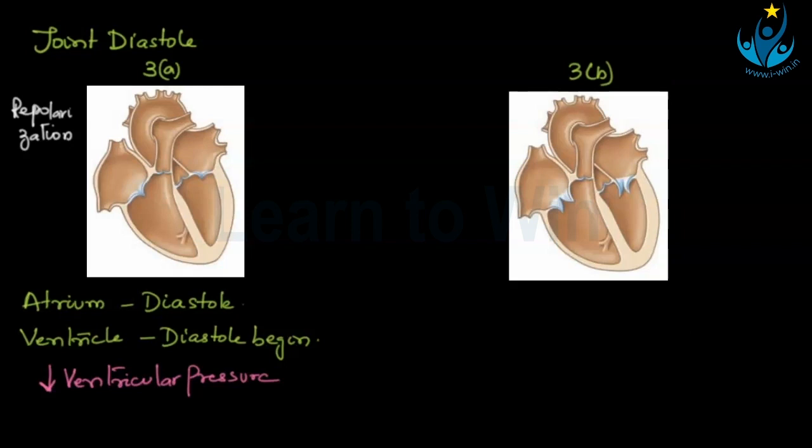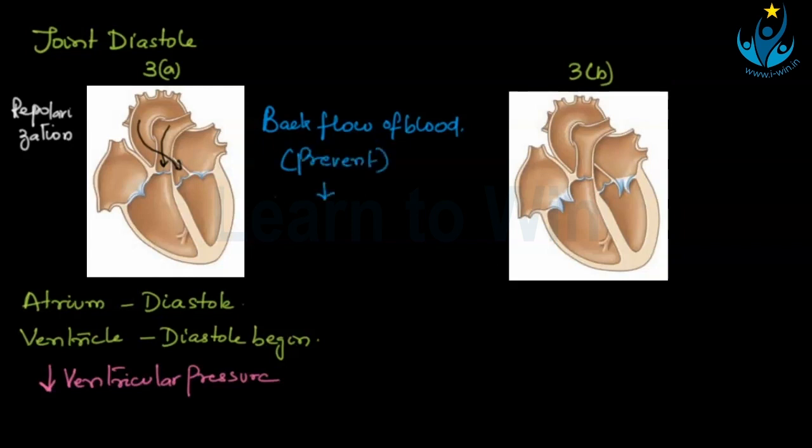And what happens because of this pressure? There is a problem. There will be a chance of backflow of blood. Backflow of blood can happen. From where? From the aorta and the pulmonary trunk back to the ventricles. It will try to happen. It won't happen, but it will try to happen. So to prevent that, you need to prevent it.